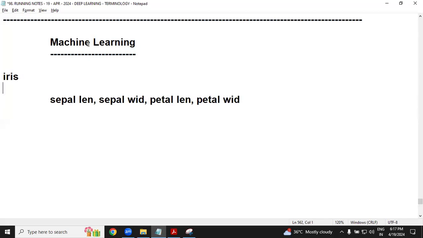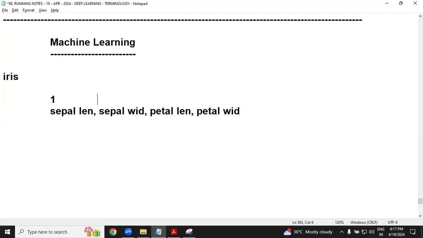Can I say these four are input one, input two, input three, input four? Finally, we are getting the output. For every input, no doubt at all, there is coefficient 1, coefficient 2, coefficient 3, coefficient 4. For every input, there is a coefficient in machine learning.